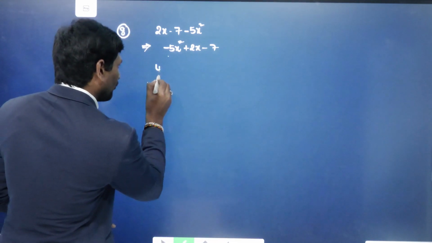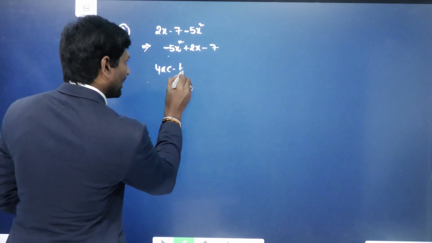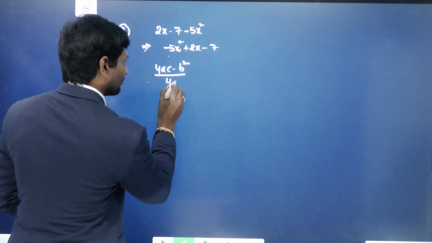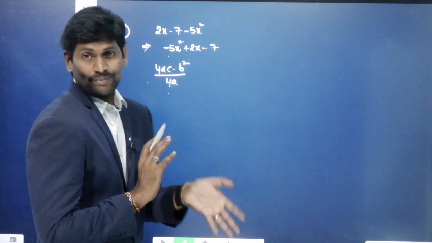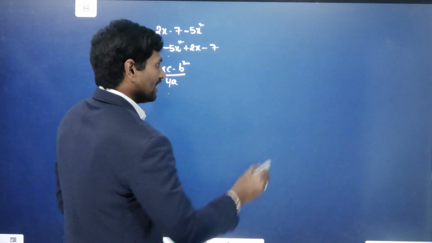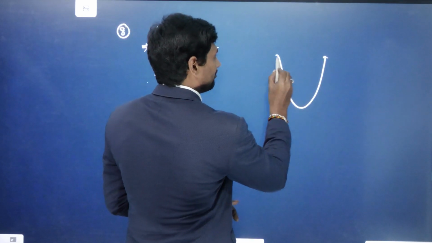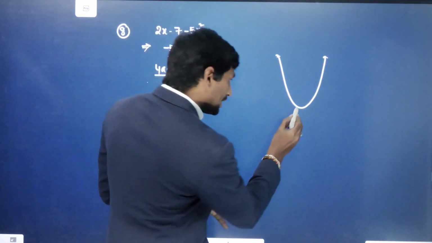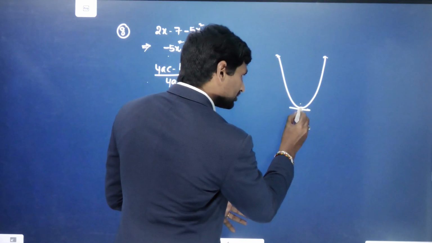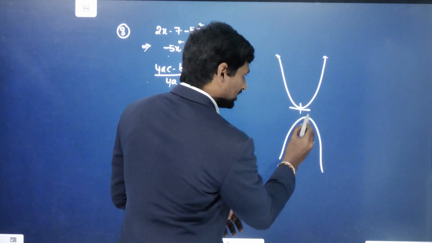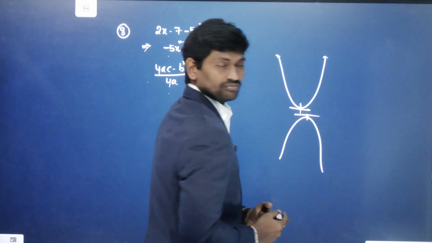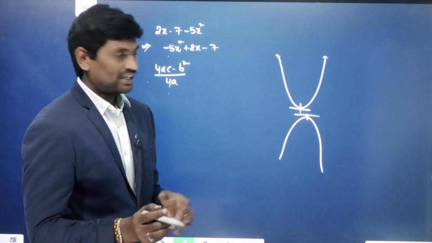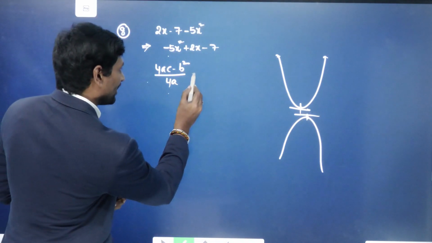We discussed the formula 4ac minus b square by 4a. This is for both minimum and maximum. If the parabola opens one way, you will get the minimum or least value here; if the other way, you will get the maximum value here. Let us identify it by substituting the values.